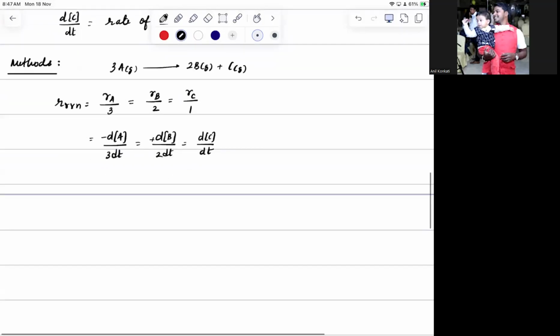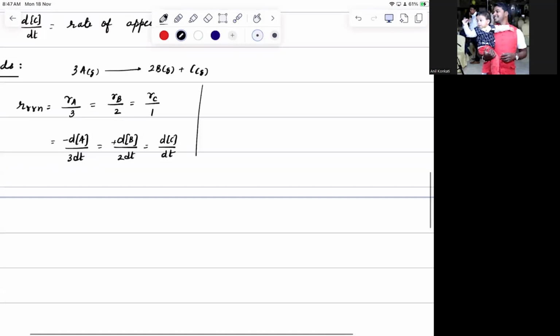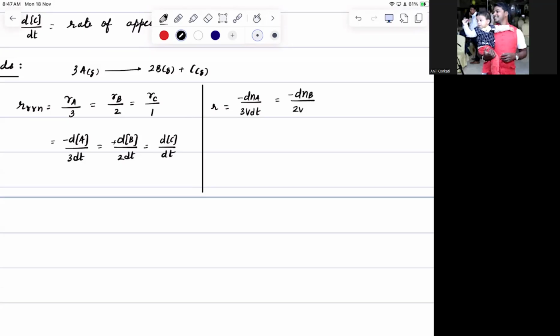This can also be represented in terms of change in the number of moles of A, because concentration can be written as number of moles by volume. So the same thing I can write: rate is equal to minus dNA by 3V dt, which is equal to minus dNB by 2V dt, which is equal to minus dNC by V dt.